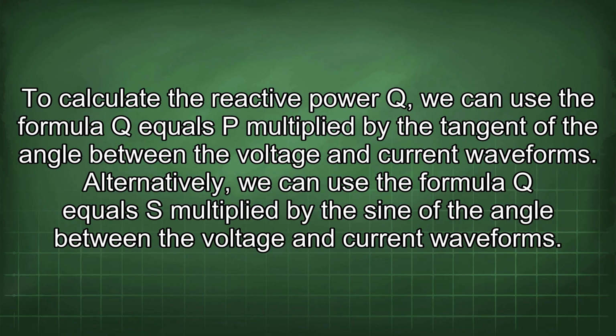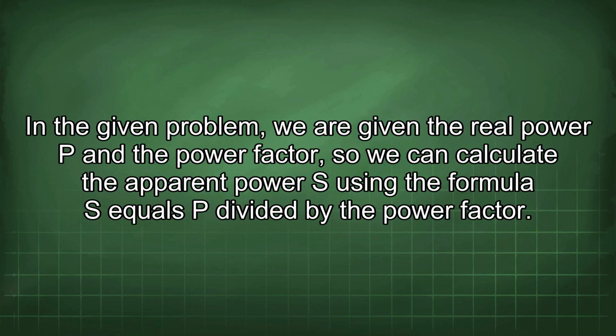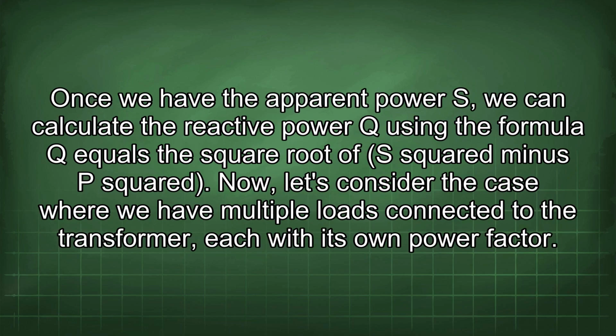To calculate the reactive power Q, we can use the formula Q equals P multiplied by the tangent of the angle between the voltage and current waveforms. Alternatively, we can use the formula Q equals S multiplied by the sine of the angle between the voltage and current waveforms. In the given problem, we are given the real power P and the power factor, so we can calculate the apparent power S using the formula S equals P divided by the power factor. Once we have the apparent power S, we can calculate the reactive power Q using the formula Q equals the square root of S squared minus P squared.